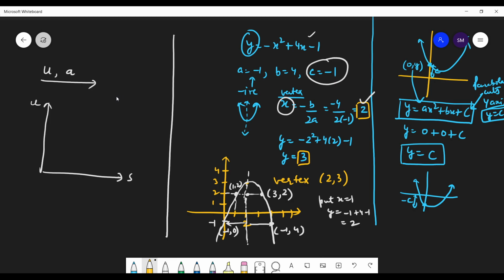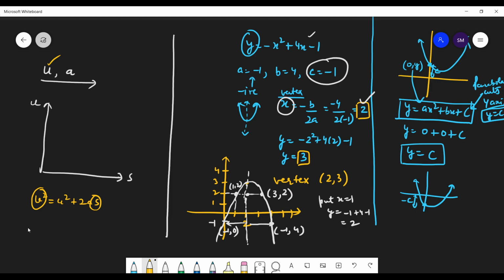To draw that graph, you have to find the relation between v and s. So what is the relation between v and s, students? v square is equal to u square plus 2as. This is the equation which connects both of them. Yes or no? So put... see, u is not 0 here because it has some initial velocity.